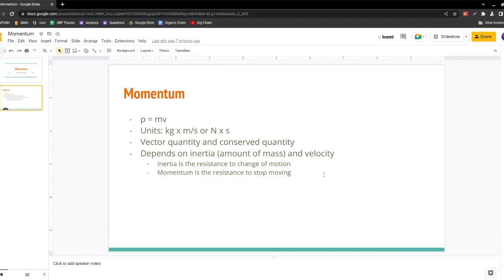and it's also a conserved quantity, which will come into play later. So we have things like conservation of mass, conservation of energy, and we also have conservation of momentum, which we will be going over later, as I said. And I think that's about it for momentum.